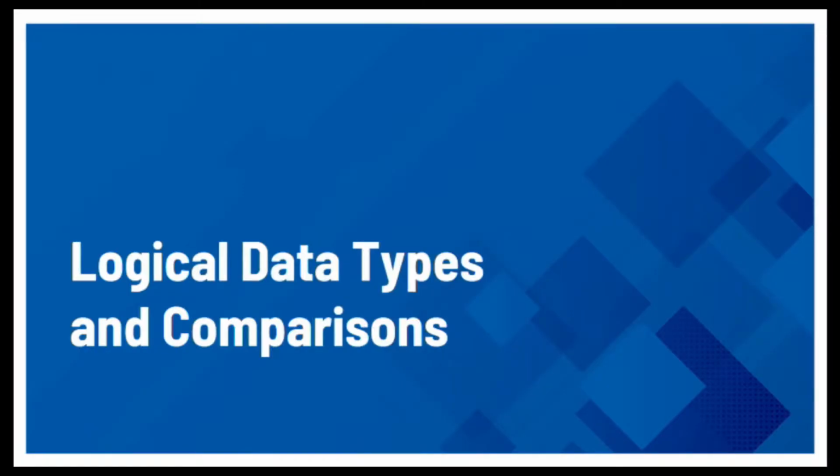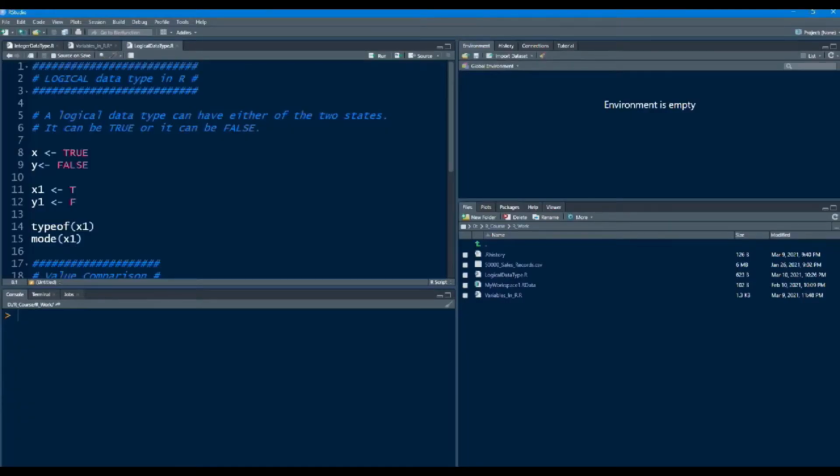In this lab session, we will look at what logical data types are and how we can perform some comparisons to get a logical output value. A logical data type can have either of two values. It can be true or false. It is basically a Boolean value.